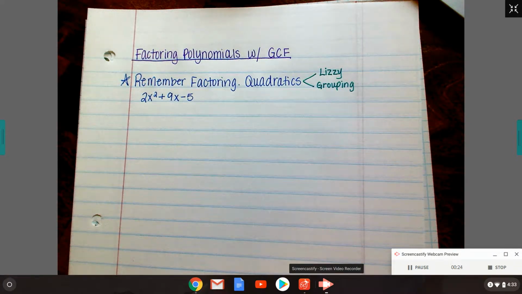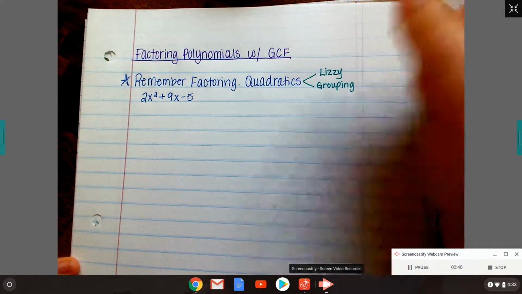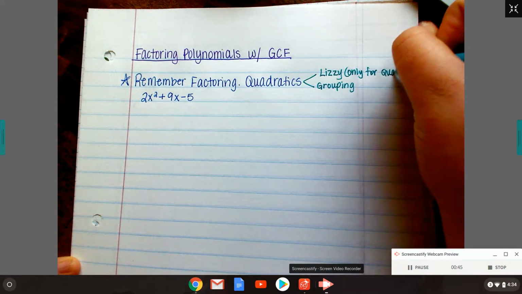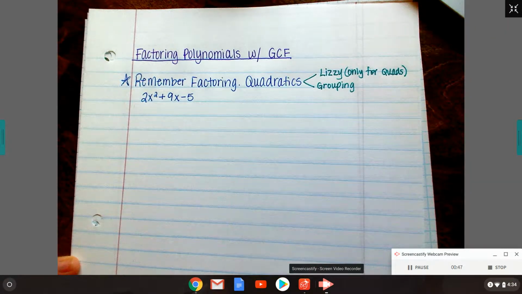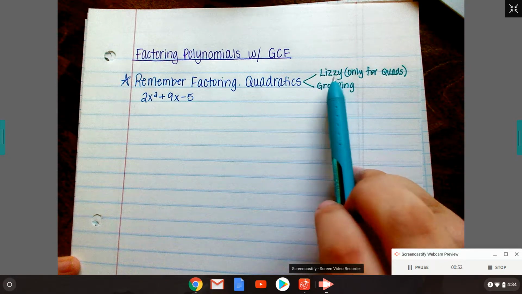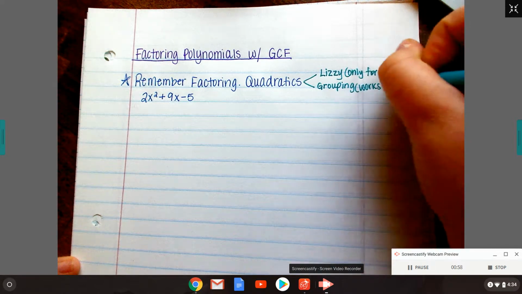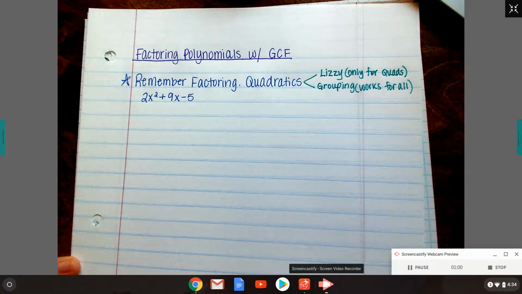And when we did this, we had problems that looked something like this, where we were in the format ax squared plus bx plus c. And we had two methods. We could either factor with Lizzie method or factor with grouping method. And as a reminder, Lizzie method, while it was quick, it only works for quadratics. So that is a bit of a downfall there. As we're moving past quadratics into the rest of the world of polynomials, we no longer can use Lizzie. Grouping, though, works for all.